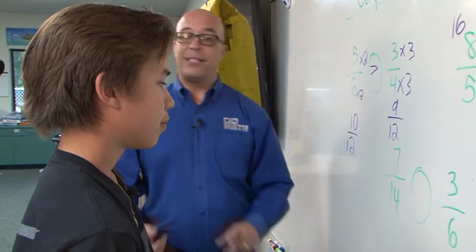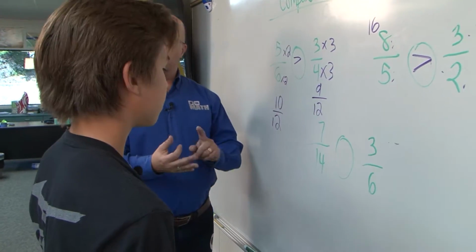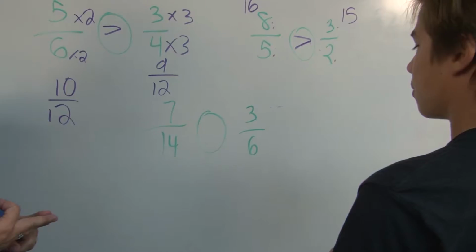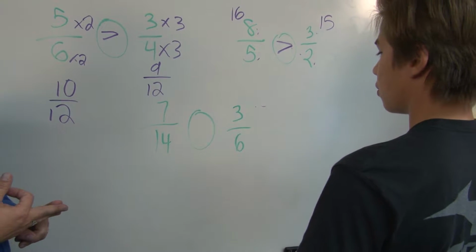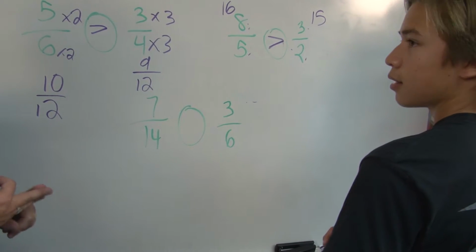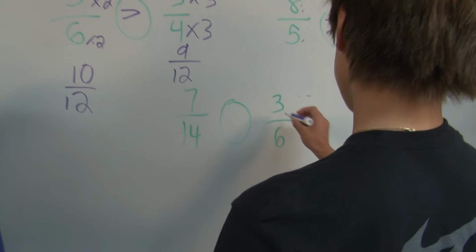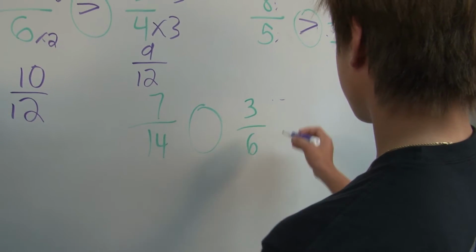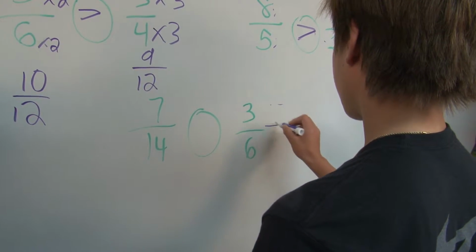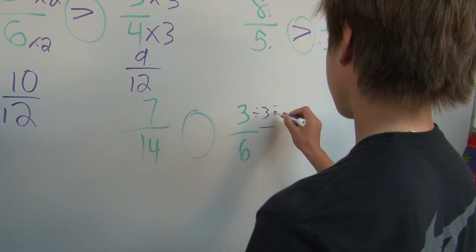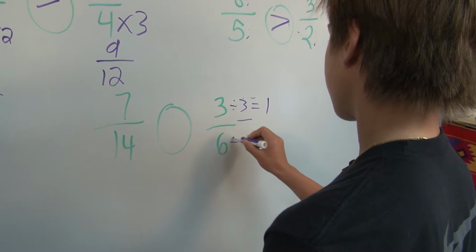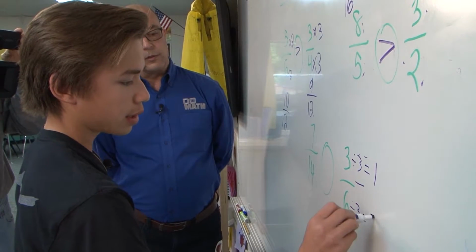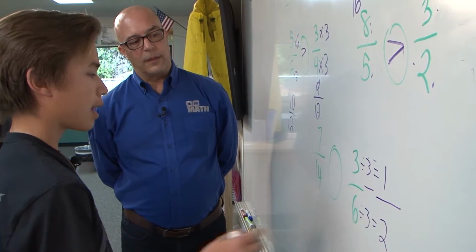All right, so now the option is yours. How would you like to do that one? Decimals, common denominators, or cross multiply? This one, I'll just do decimals. Okay. So this 3/6, if you simplify it, you get 3 divided by 3 is 1, and then 6 divided by 3 equals 2. So this one's 1/2. Okay.